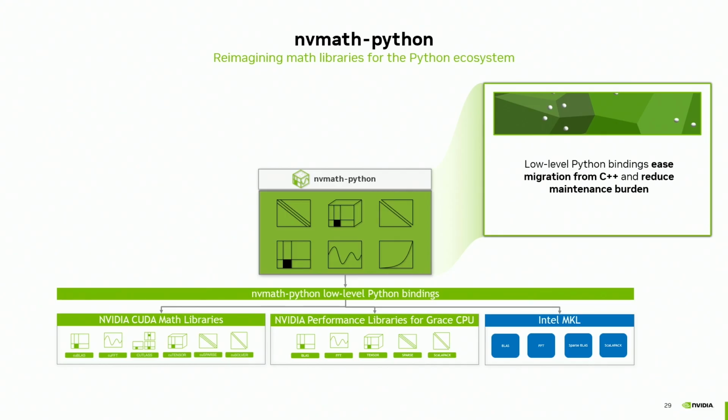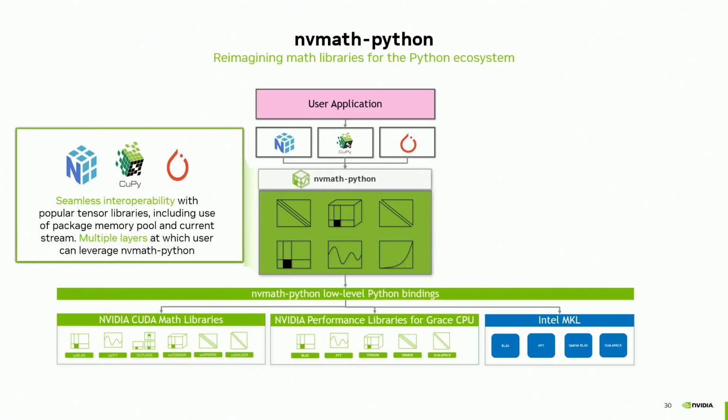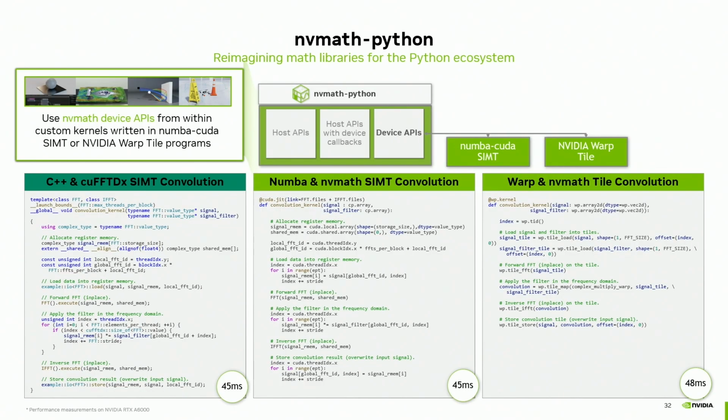NVMath Python provides interoperability with popular tensor libraries. That seamless interoperability includes use of package memory pool and current stream, which I just mentioned earlier. There are multiple levels with which you can leverage NVMath Python based on the specific needs that you have. So to conclude, NVMath Python provides you with the flexibility, interoperability, and functionality that you need for all of your core math library operations in Python today.